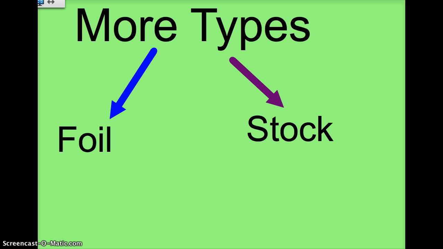Two more types of characters that your character may or may not be are what we call foil or stock characters. Foil characters are characters that are used to enhance another character through contrast. Cinderella is a foil character. Her grace and beauty and kindness, as opposed to her nasty, self-centered stepsisters, are a clear illustration of how a foil character can be developed against another character.